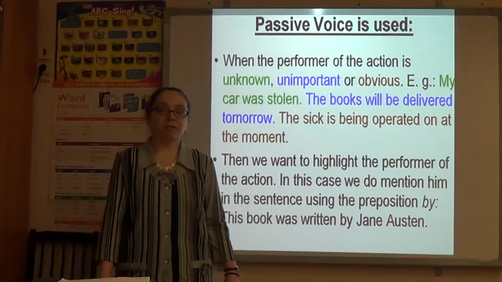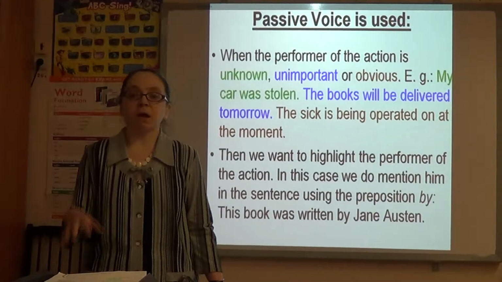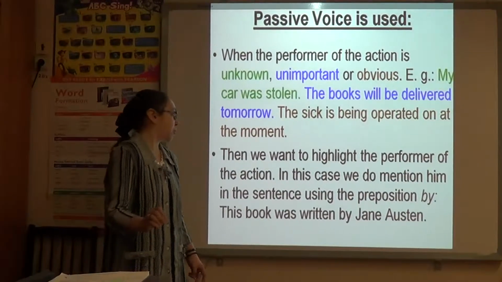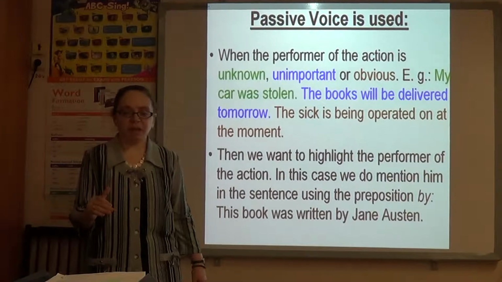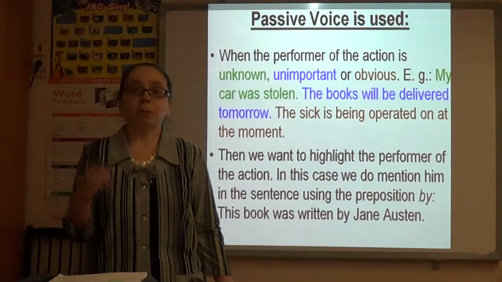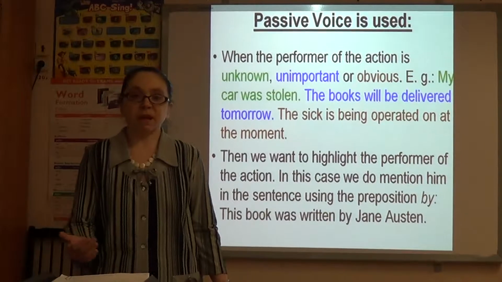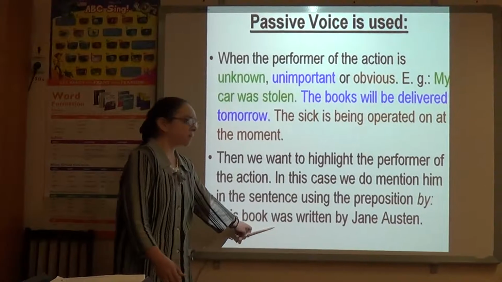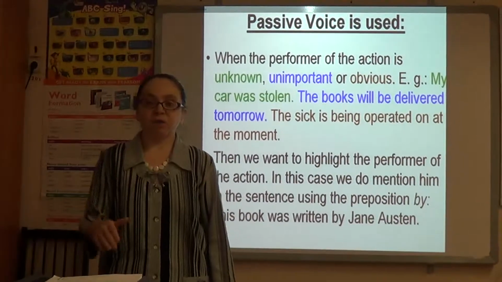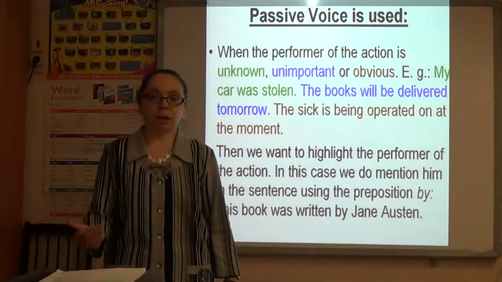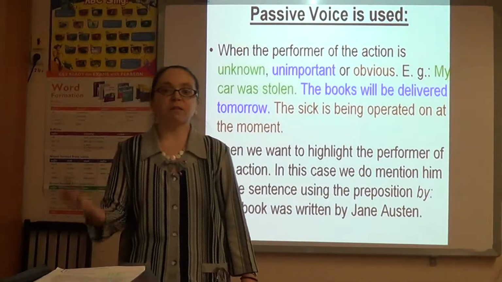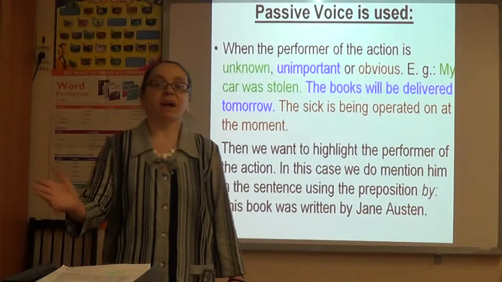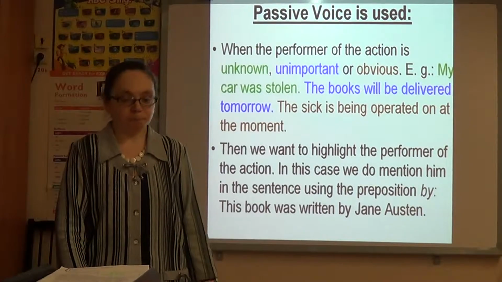But the other situation looks like the opposite. We can use the passive when we are highlighting the importance of the doer of the action. But in this case, of course, we do mention the performer in the sentence using the preposition by. As in the examples: this book was written by Jane Austen, or this film was directed by Steven Spielberg, or this shop was built by Princess Diana, etc., etc.